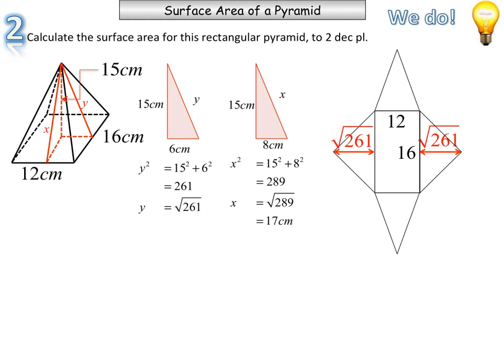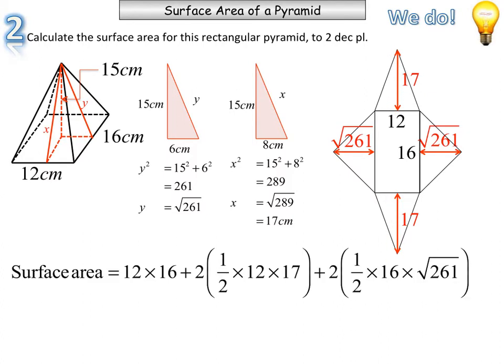Okay, so now looking at this height, we've got the square root of 261. And looking at this height and this height, we've got 17. So y is this, and x, which I've just introduced, is this and this.